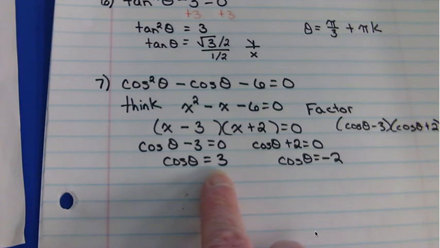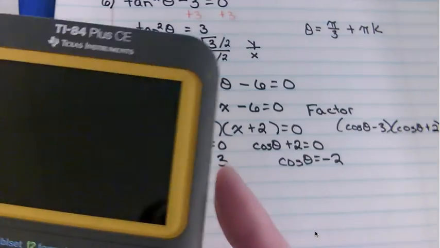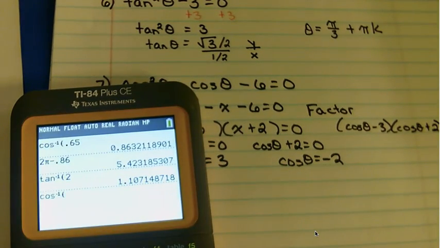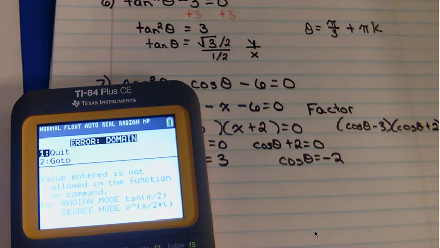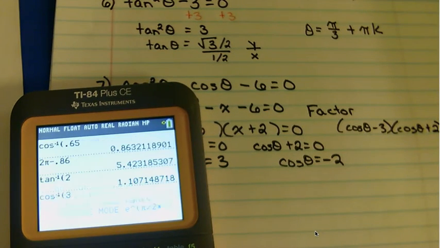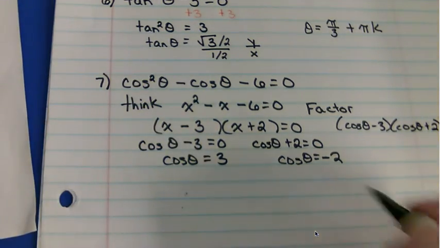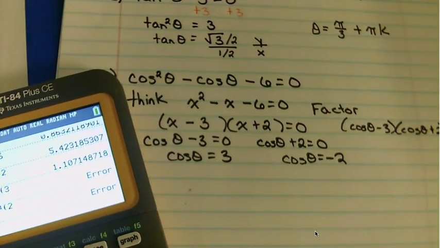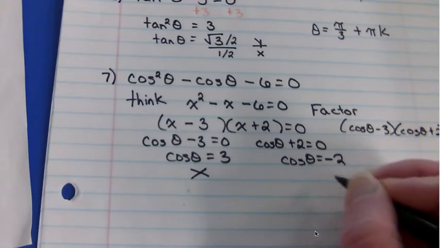So I'm looking for an x value of 3. And there are none. Why? Because my unit circle only goes to 1. Try it in the calculator. It's telling me there's an error. Cosine can't be 3. Well, what about a 2? Nope. Oh, it was a -2. Okay, try that. Nope. These don't work.